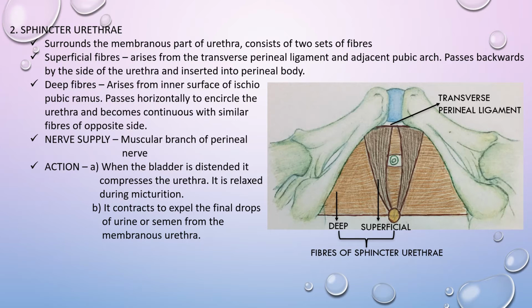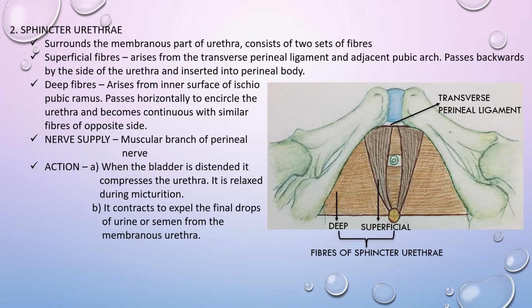If you take the deep fibers, these fibers arise from the inner surface of the ischiopubic ramus. These fibers pass horizontally to encircle the urethra and become continuous with the similar fibers of the opposite side. In this diagram also, you can appreciate the horizontally lying deep fibers. Nerve supply is by means of the muscular branch of the perineal nerve.